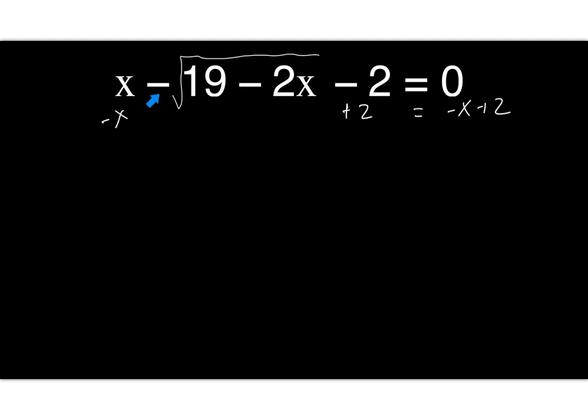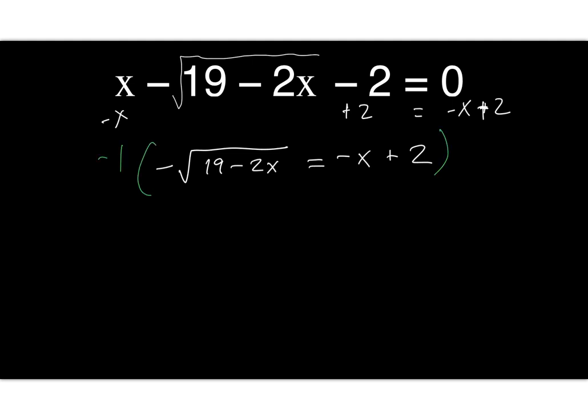Common mistake people make is they forget that that negative is actually attached to the square root. So negative square root of 19 minus 2x equals negative x plus 2. It's a plus up there. That negative, I want to get rid of it. So I'm either going to divide everything by a negative number or multiply, which is usually what I do. If I multiply everything by negative 1, I'll have square root of 19 minus 2x equaling x minus 2. Got the square root all by itself.